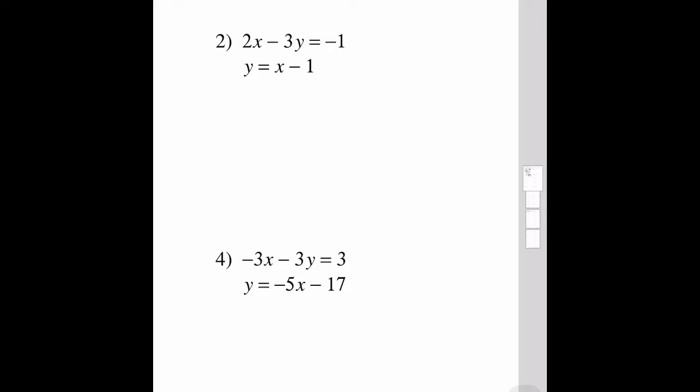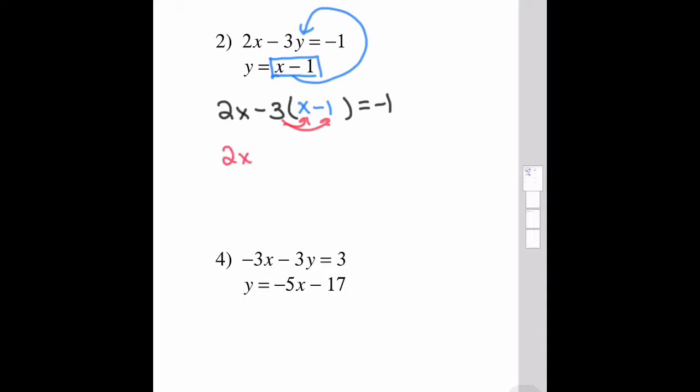Step 1, get one of the equations in y equals form, and that already is. The second equation is y equals x minus 1. So this is going to go into what y equals. 2x minus 3 times what my y equals, which is x minus 1, equals negative 1. So now I have 2x. Negative 3 times x is negative 3x. Negative 3 times negative 1 is positive 3 equals negative 1.